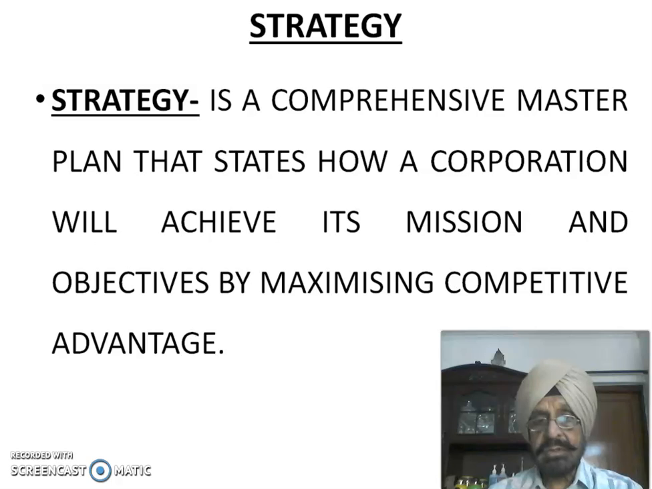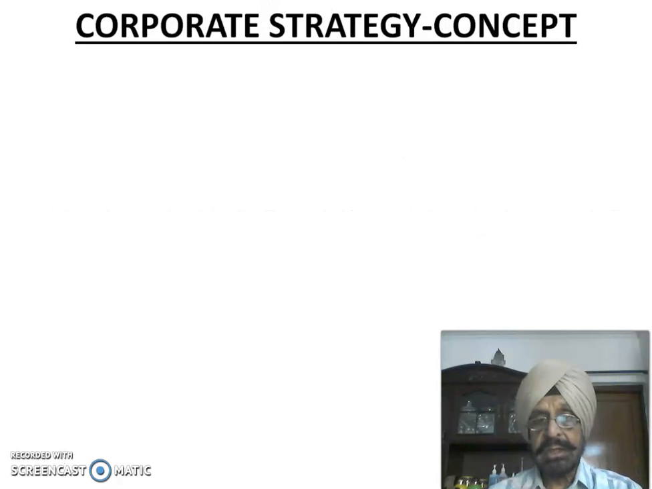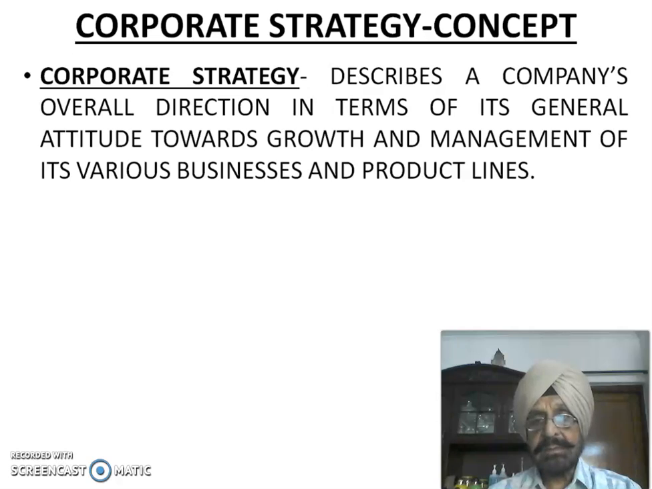Now let us see what is the concept of corporate strategy. Corporate strategy describes a company's overall direction in terms of its general attitude towards growth and management of its various businesses and product lines. As you know, we had already studied that there are 4 types of strategy: corporate strategy, second the business strategy, third the functional strategy, and then the operational strategy. So corporate strategy is above all these things. That is why it says a company's overall direction in terms of its various businesses and the product lines.